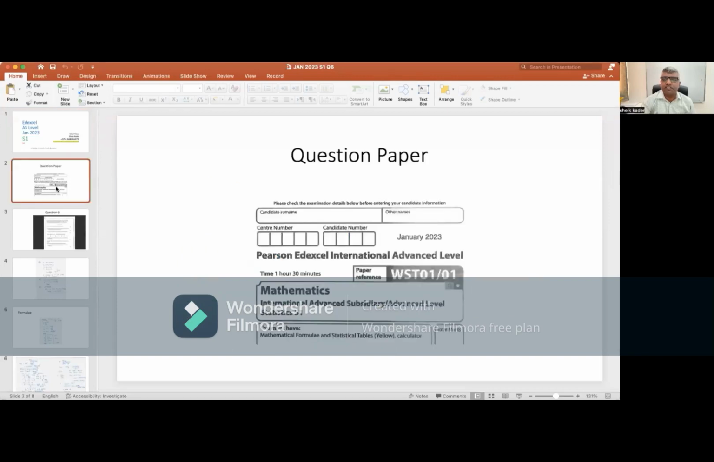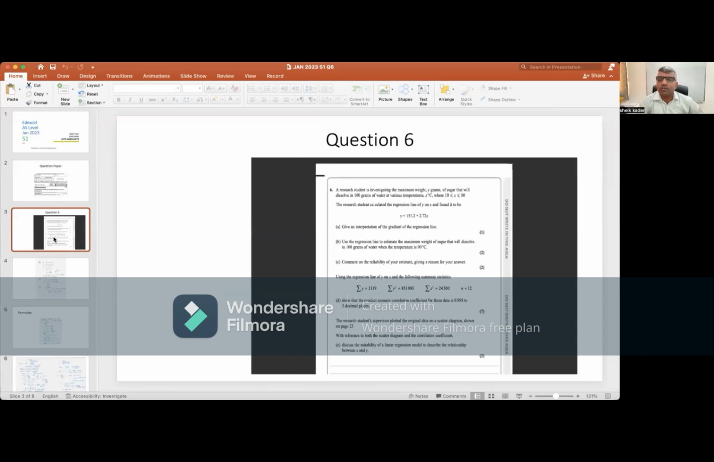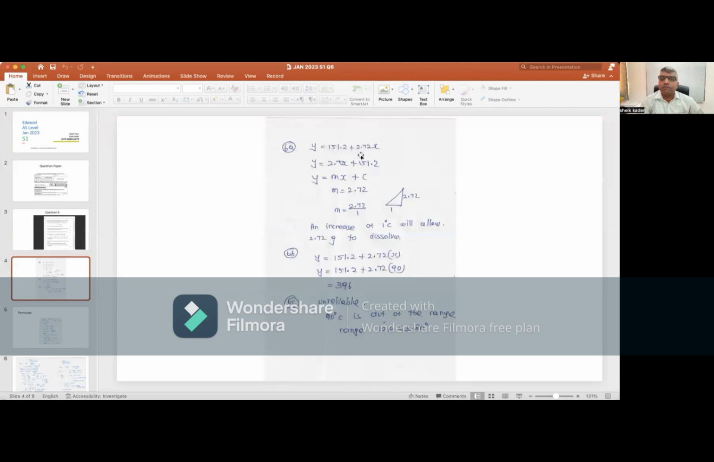Let me summarize the questions we have discussed. We have seen January 2023 Statistics 1 questions. Question A: y equal to 151.2 plus 2.72 times x. Give an interpretation of the gradient of the regression line. y equal to 151.2 plus 2.72x is in the form of y equal to mx plus c. m is equal to 2.72. m is rise over run. Rise is 2.72, run is 1. An increase of 1 degree centigrade will allow 2.72 grams to dissolve.